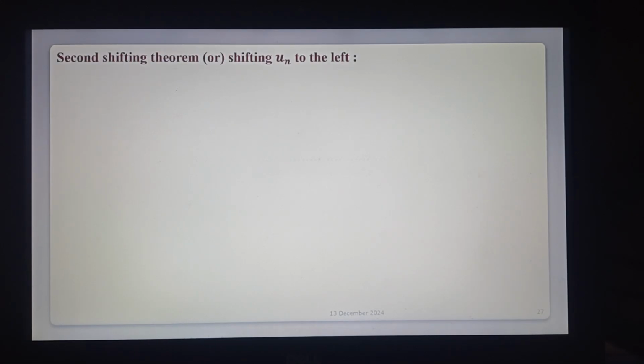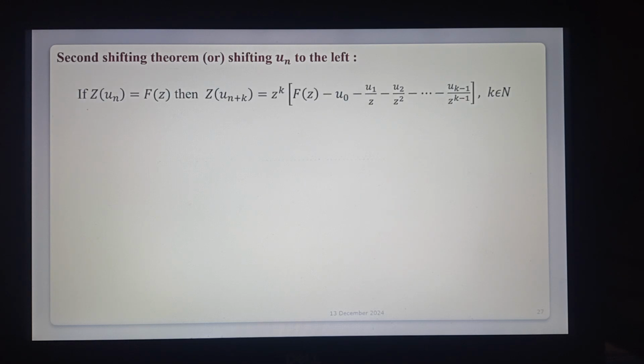So the second shifting theorem, shifting u_n to the left. See the statement here. If the Z transform of u_n is equal to F(z), then the Z transform of u_(n+k) is equal to z^k into F(z) minus u_0 minus u_1 by z minus u_2 by z square, up to minus u_(k-1) by z^(k-1), where k is a positive integer.